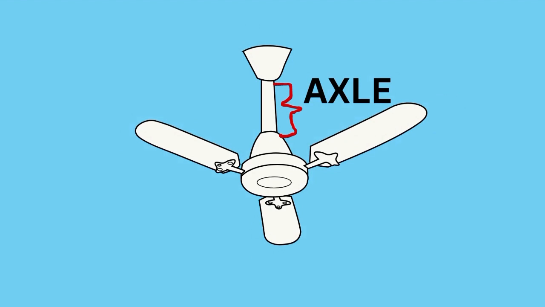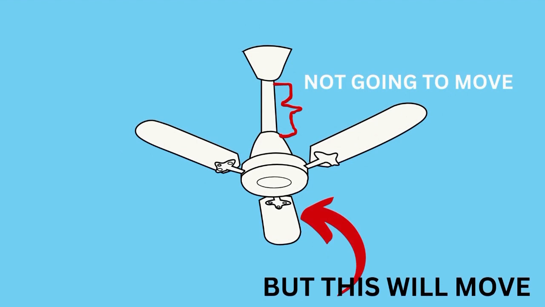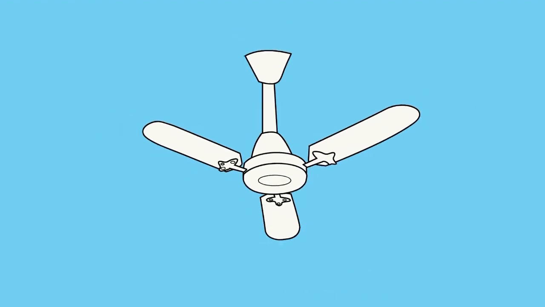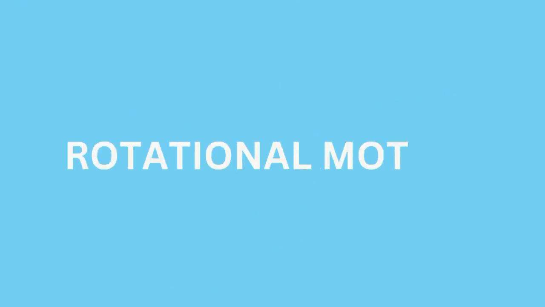This part of the fan is called an axle. Keep it in mind, this part of the fan is called an axle. Now, if the fan is turning, what happens? What do you observe? You're going to see that the axle is not going to move, but rather the blades, or the circular part connected to the blades, is going to move around this axle. So you see that the axle is passing through it while the blades are moving around. So we see the fan is undergoing rotational motion.